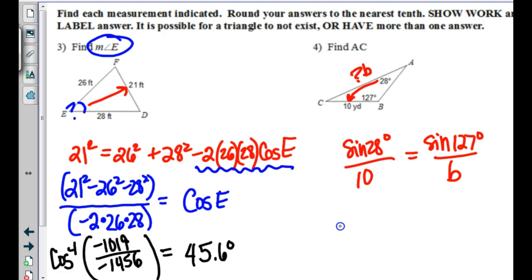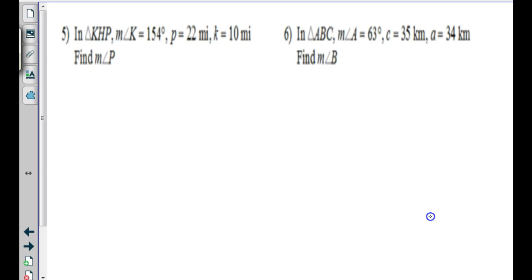So 10 times the sine of 127, either close your parenthesis or hit enter and then divide by the sine of 28. I got 17.0. Questions? I went kind of fast on that one. Is there one where you have two solutions?